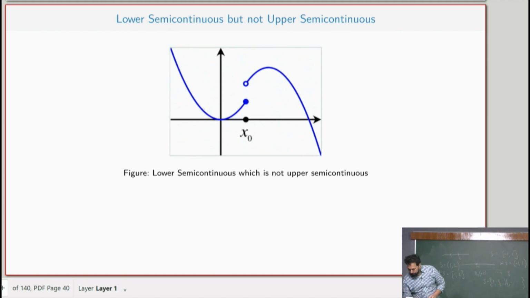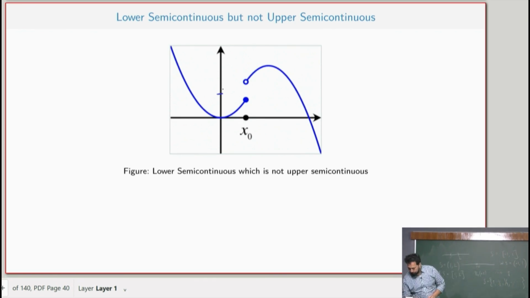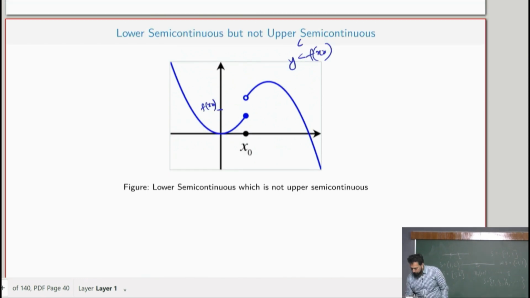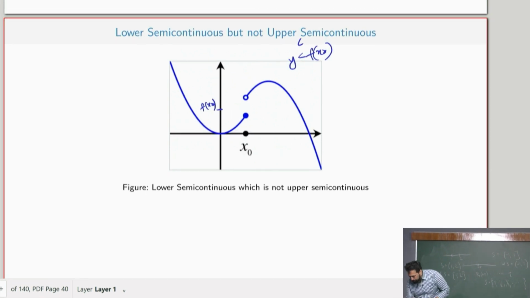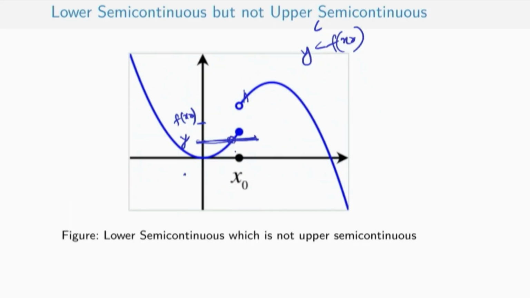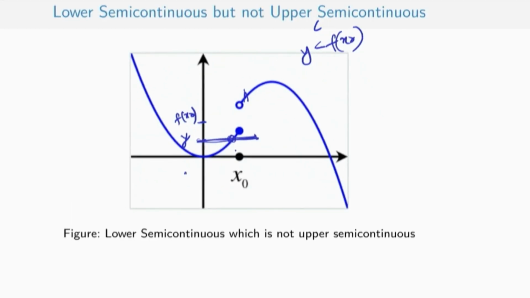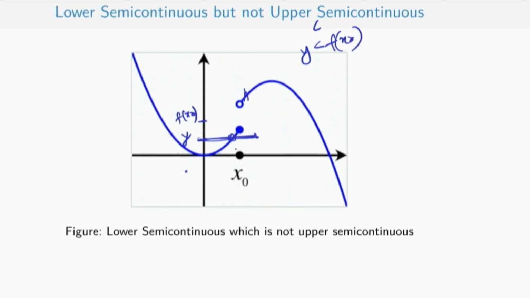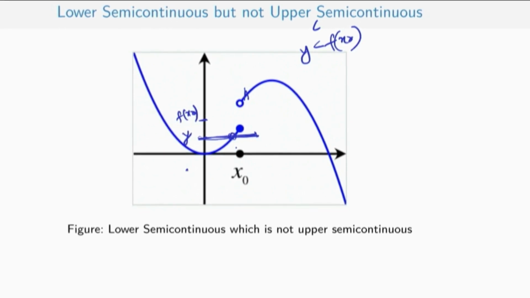So this is our f(x0). I will take a y which is slightly like here. So this is our y. This is where it intersects, and it was about the points being greater than y, right? So it was about the point being greater than y, so then it's fine.